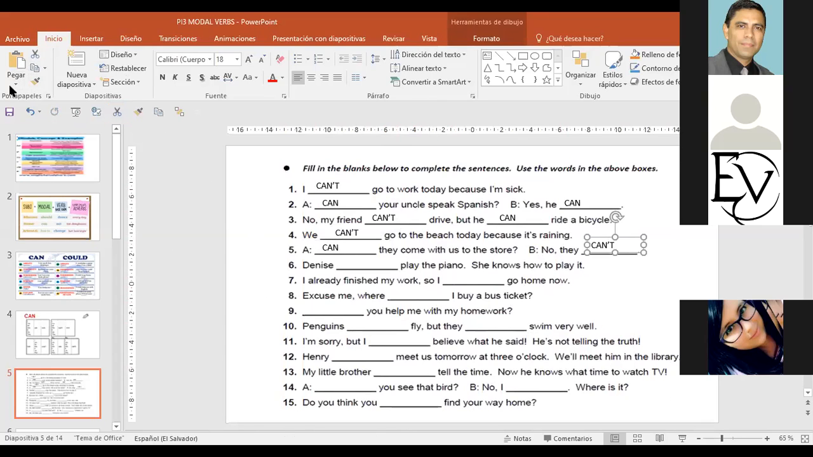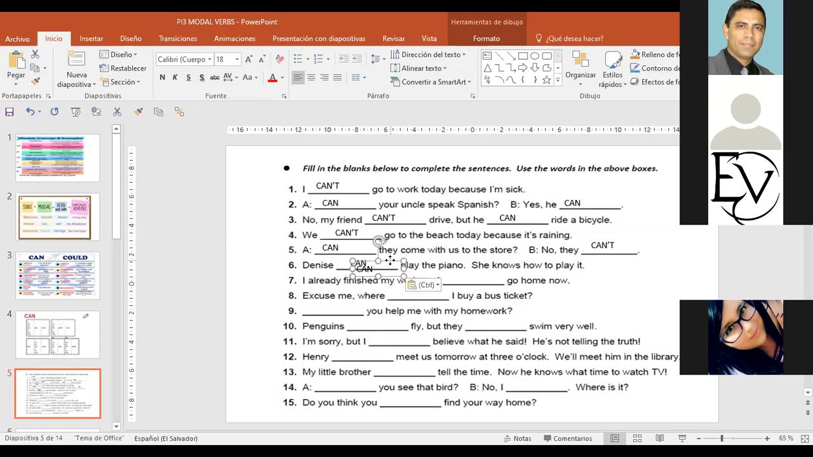Hello, teacher. The number six. Okay. Number six. Denise can play the piano. She knows how to play it. Okay, very good. So it's an affirmative, right? Yes. She has the ability to play the piano because she knows how to do it, how to play it. Okay, very good. Number seven.